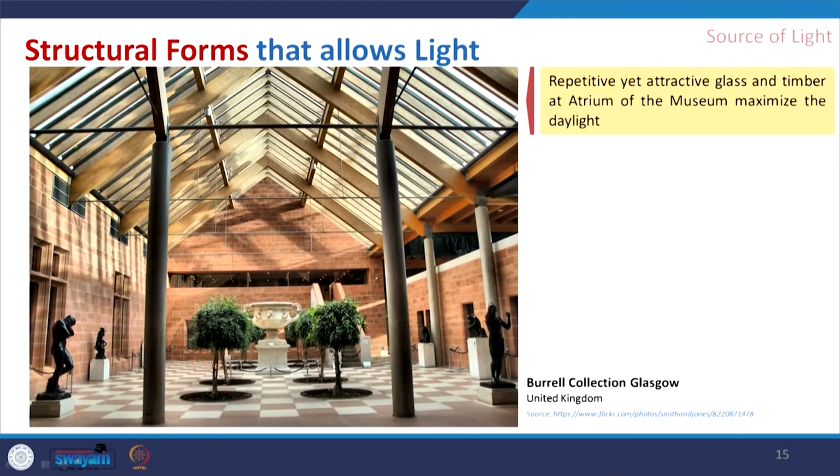Coming to the Borel collection museum, here also is a pitch roof where the different wooden members are repeatedly used, and then it is covered with a glass material, and that is creating a very nice environment at the atrium. So, this is another example where the structure is being used as a source of light.